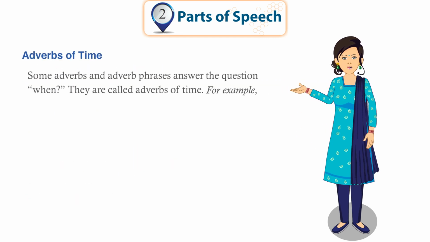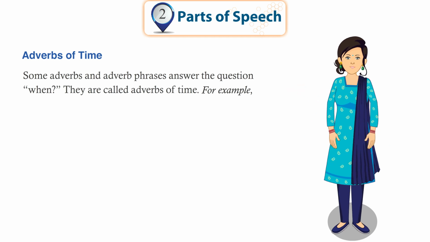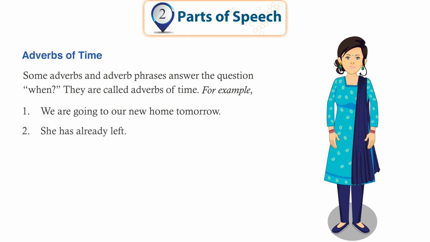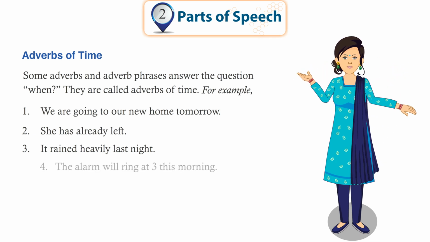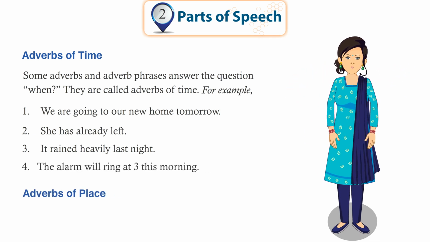Adverbs of time. Some adverbs and adverb phrases answer the question when. They are called adverbs of time. For example, we are going to our new home tomorrow. She has already left. It rained heavily last night. The alarm will ring at 3 this morning.